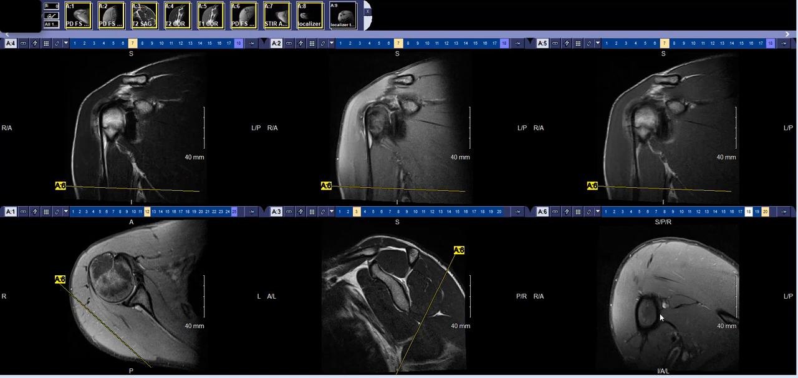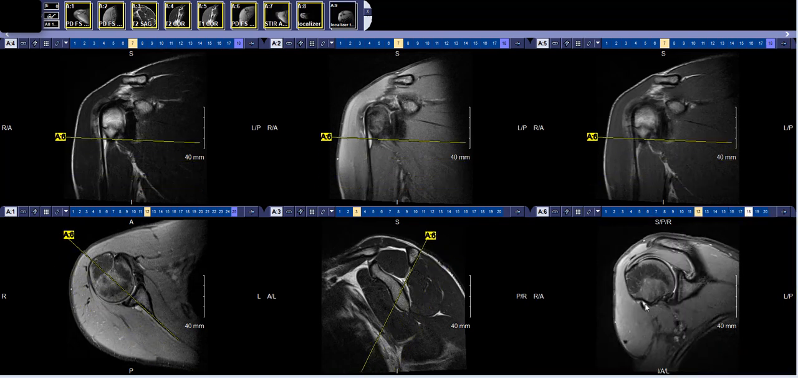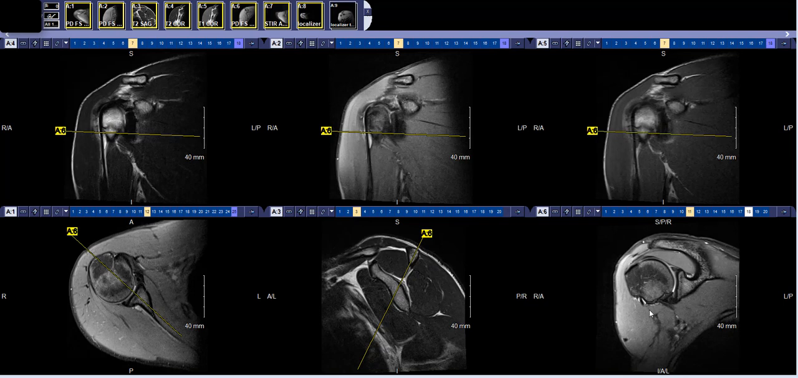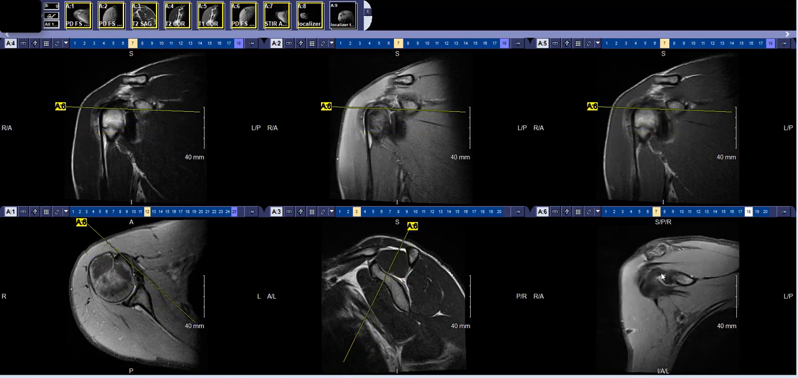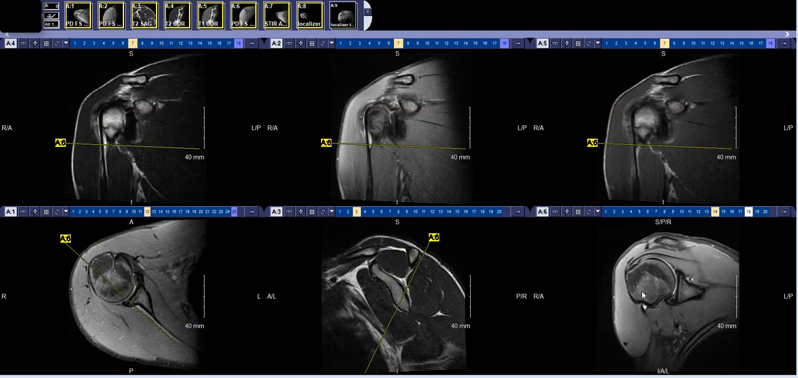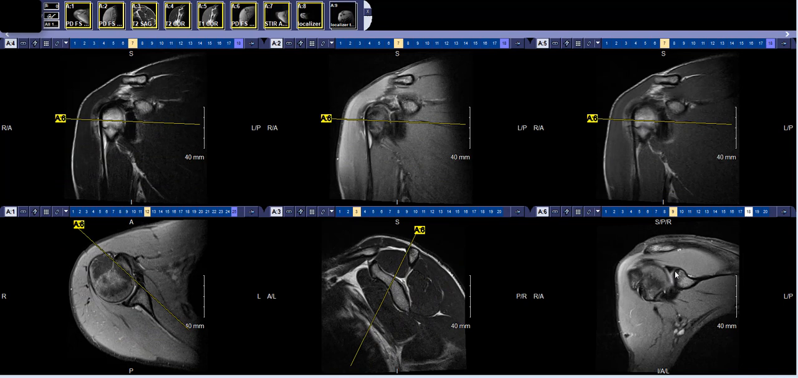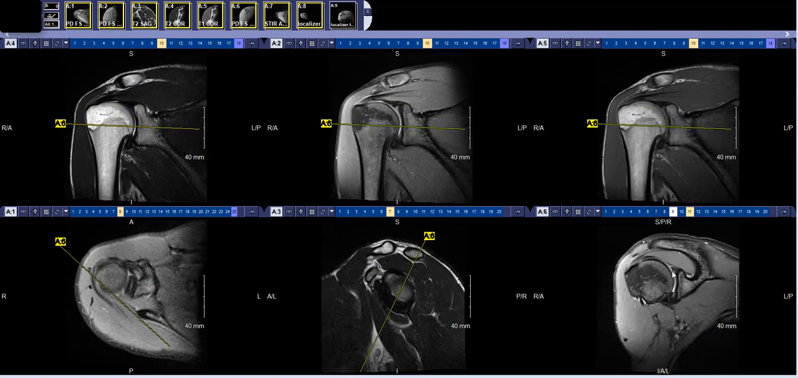I typically will start with our oblique here. It's going to be very helpful for evaluating the long head biceps tendon as it traverses the intra-articular joint. And you can see it here traversing the joint. So our oblique is very helpful in that regard. Essentially really to find the long head biceps tendon throughout, and as it inserts at the biceps anchor here at the superior margin of the glenoid.